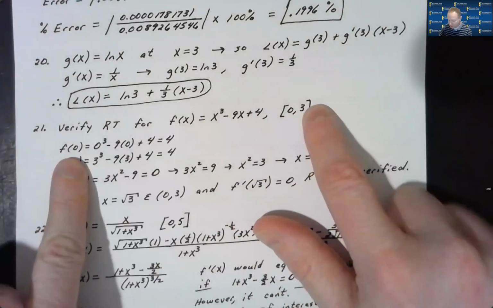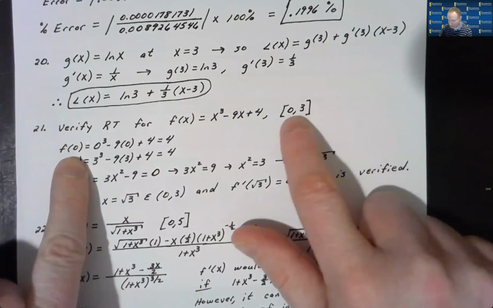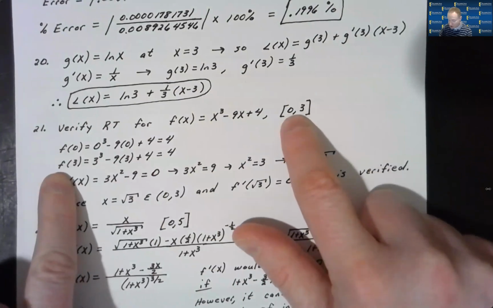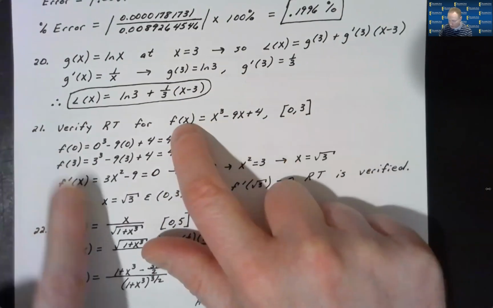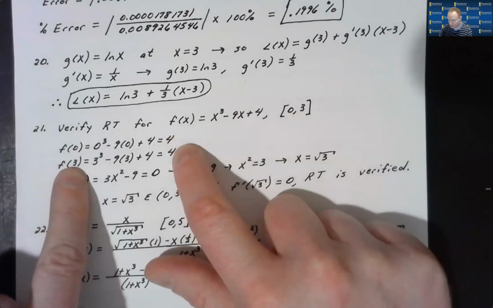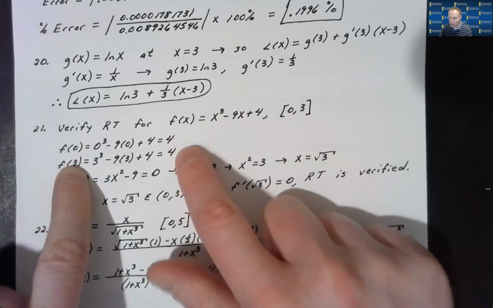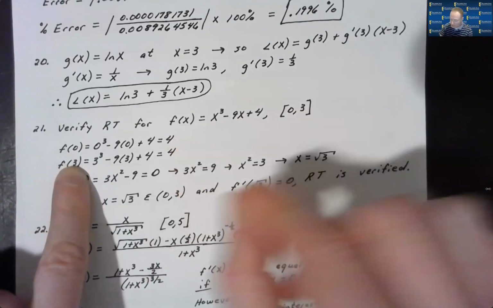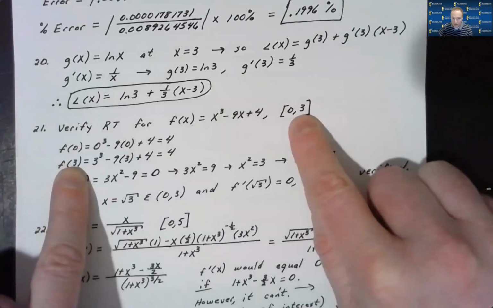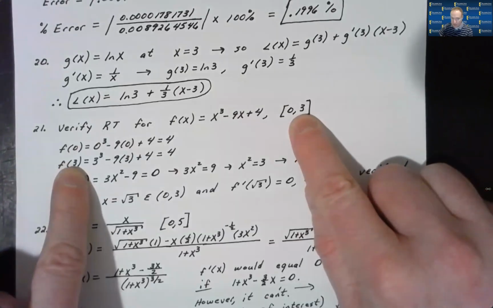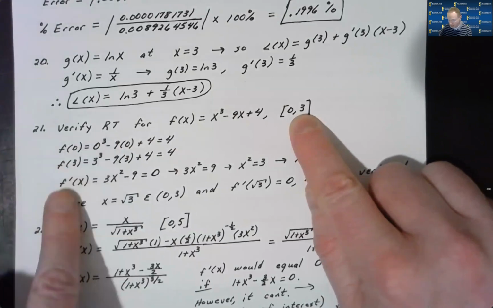So I did that in this problem. I plugged in f of 0 and f of 3, and I showed that f of 0 is 4 and that f of 3 was 4. So now what Rolle's theorem guarantees you is that there has to be a derivative equal to 0 for some value of x equals c belonging to the values between 0 and 3. So I just need to find that.